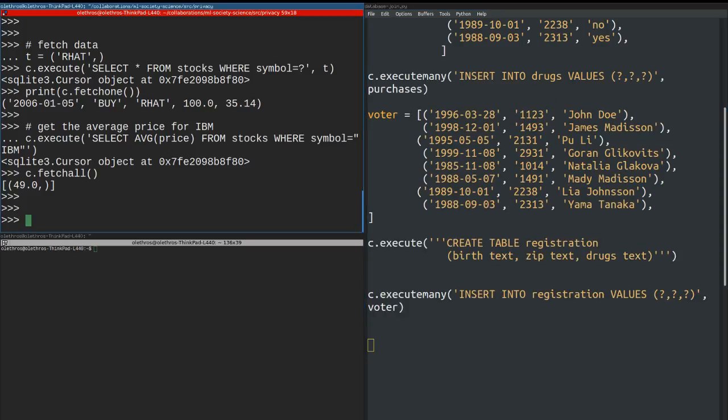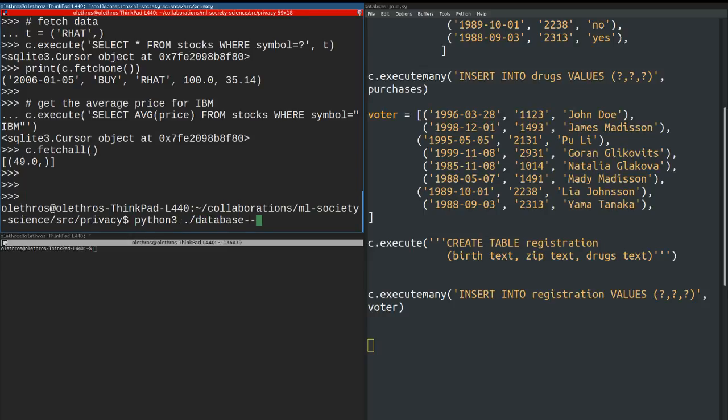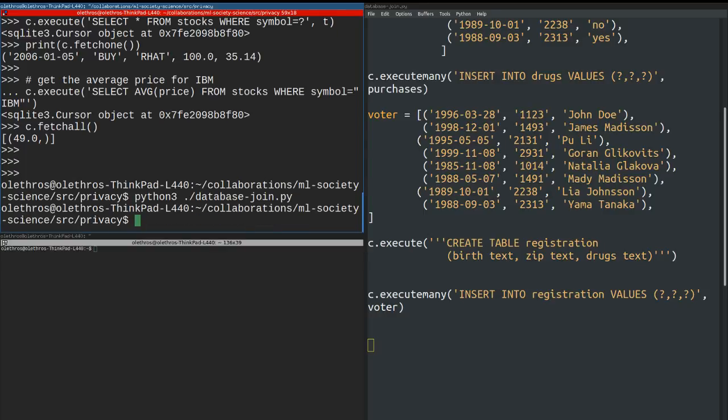Okay, so this is called database join. Does it give me an error? No, it doesn't give me an error, so probably it works. And then what we want to do is check out how you do the join. So let's check out the syntax. Basically select blah blah blah and then join.